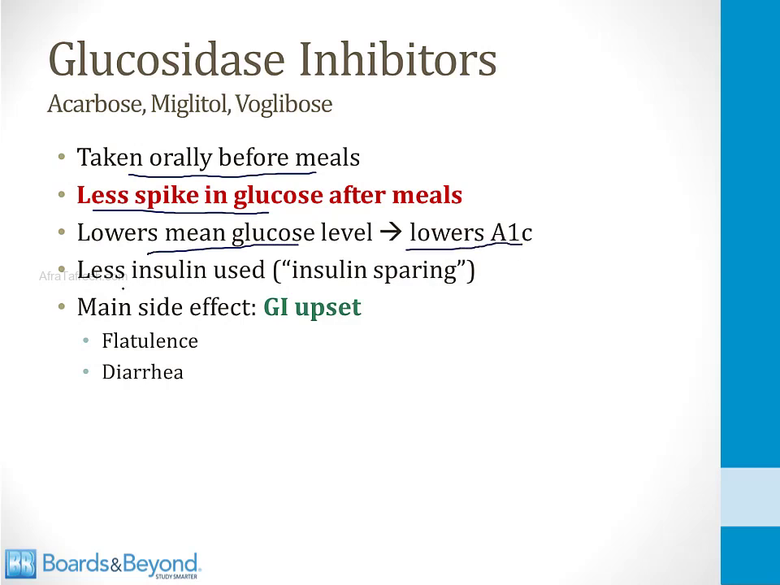In addition, it means that the pancreas needs to use less insulin in order to metabolize the glucose. Therefore, these drugs are sometimes referred to as insulin sparing. And their main side effect, as you can imagine from their mechanism, is GI upset. If you don't properly absorb carbohydrates, you can develop flatulence and diarrhea just like someone with lactose intolerance.